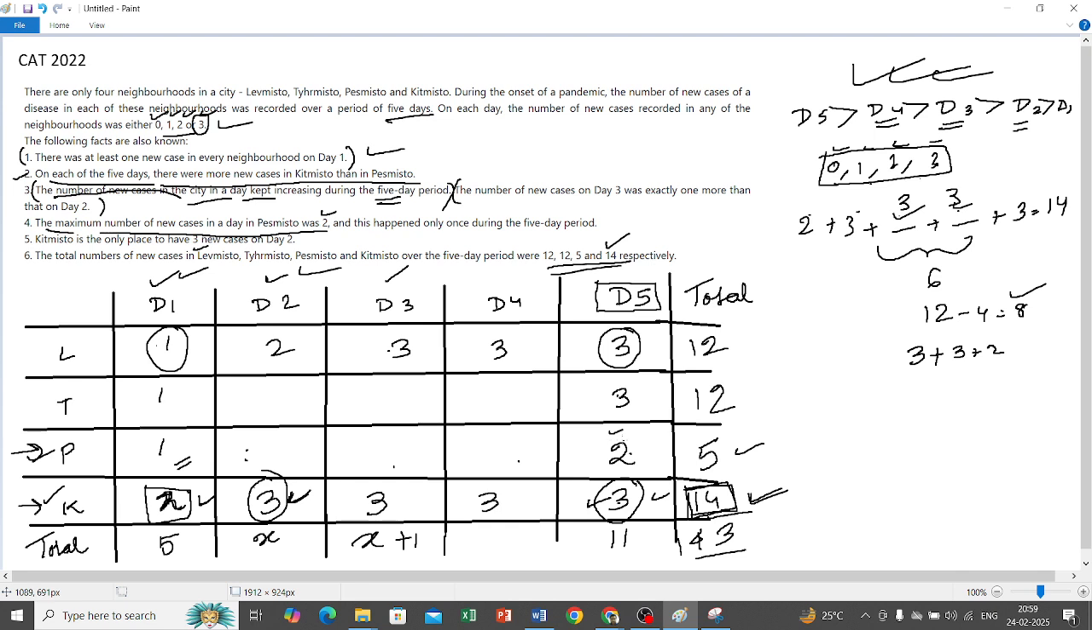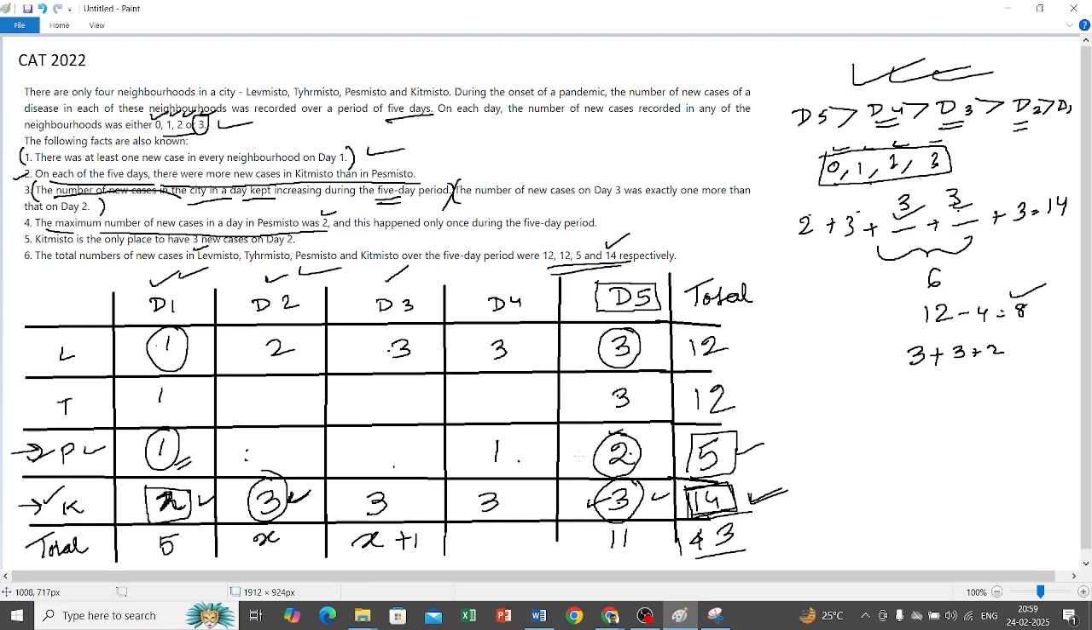Okay, so now you see I can try to fill up row number P. So row number P has how many cases? 5 cases in total over the 5 days, out of which I have already put 1 over here, I have already put 2 over here, right? Rest, what are the values that I can put?